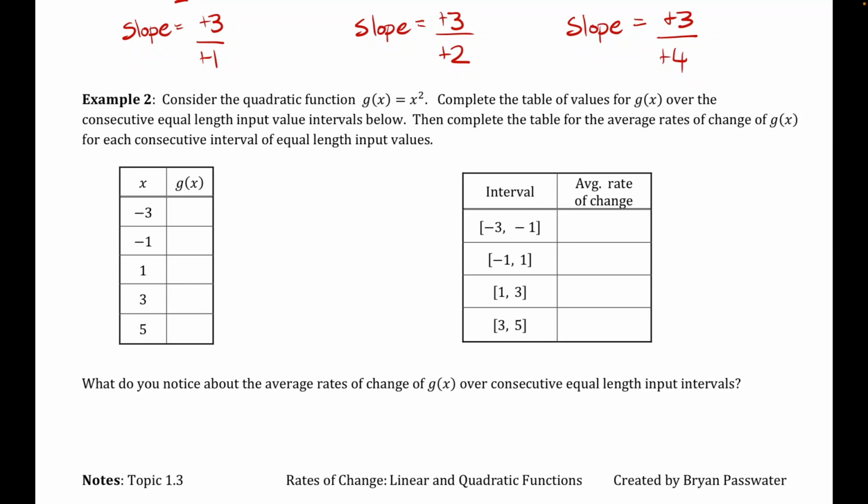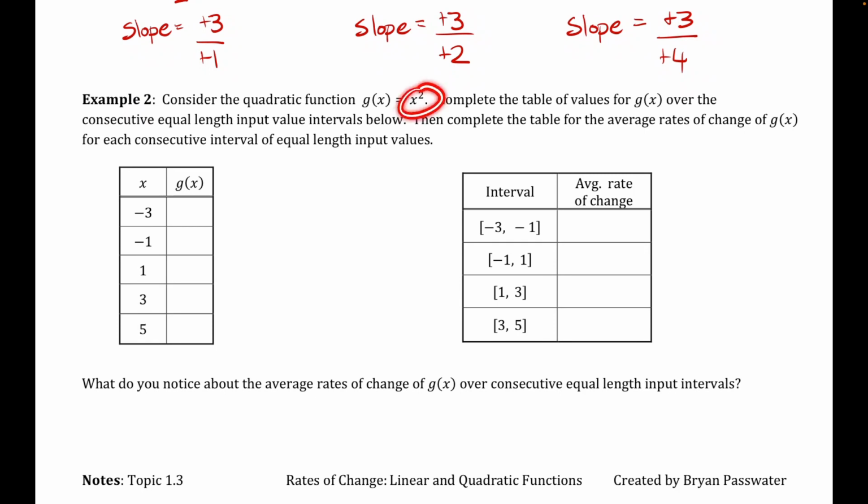Consider the quadratic function g of x is equal to x squared. Complete the table of values for g of x over the consecutive equal length input value intervals below. Okay, we'll do that. And then once we do that, complete the table for average rates of change of g of x for each consecutive interval of equal length input value.